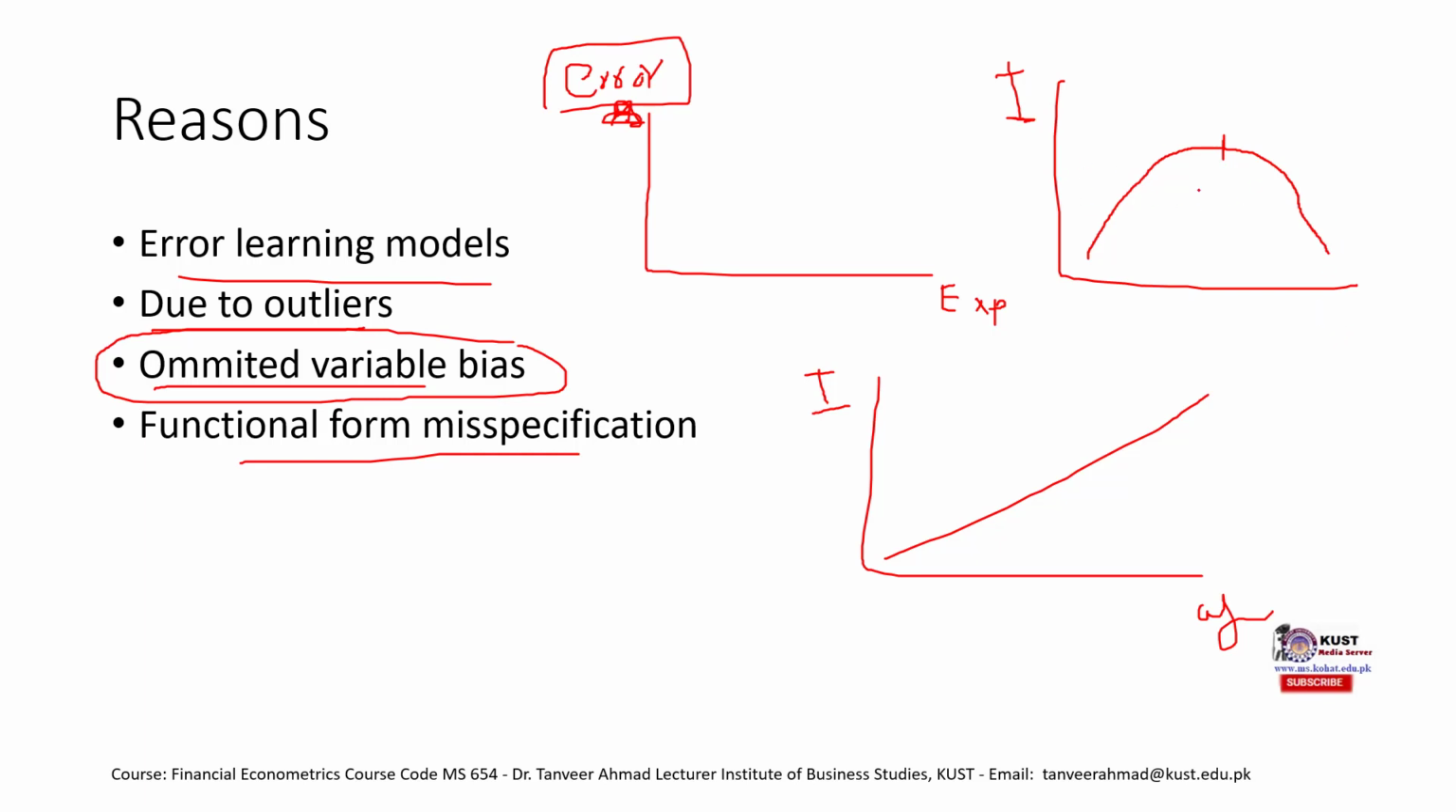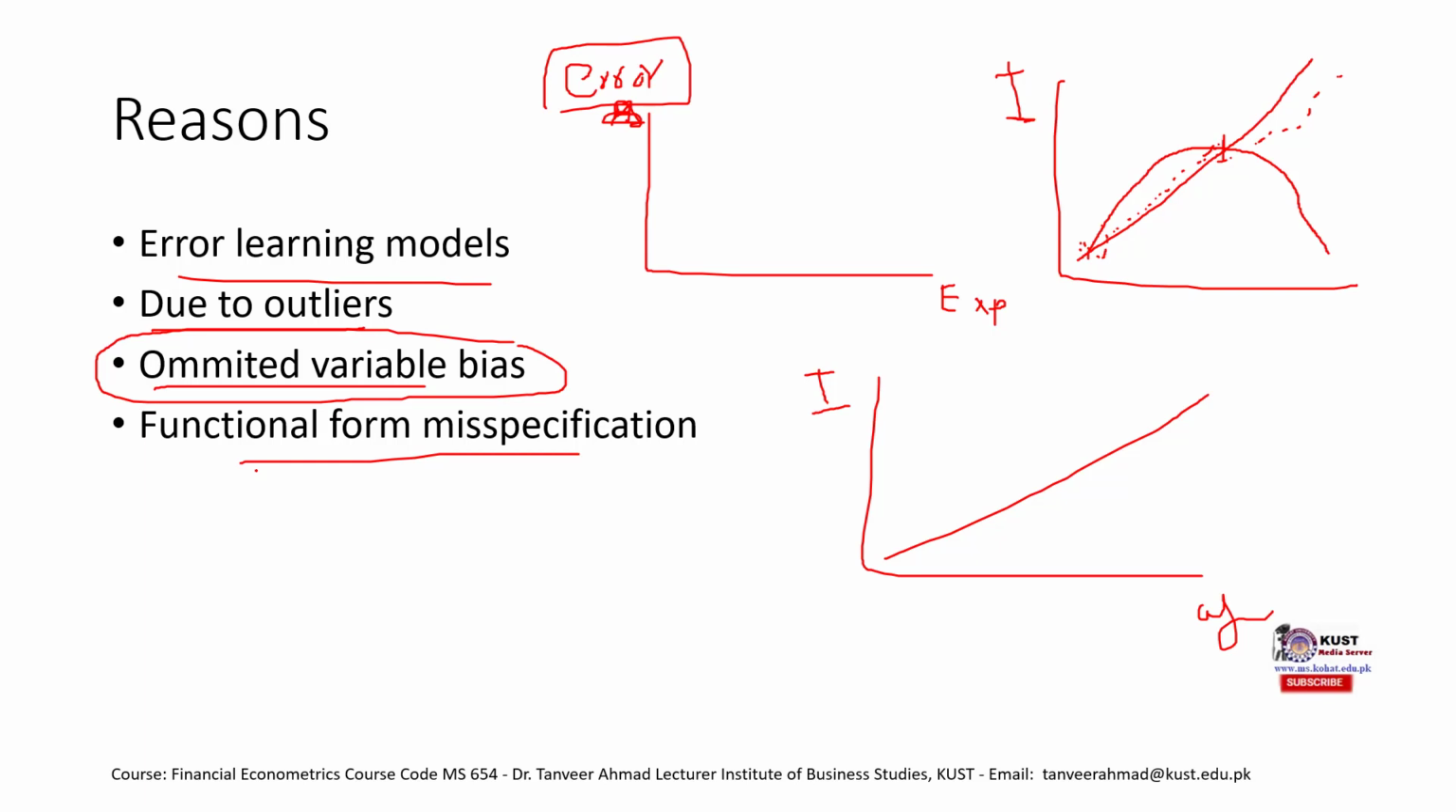Now, if we capture this relationship based on a linear model, then at this point the error would be lower. They would start increasing, then they would decrease at this point, and after this point, they would again start increasing. So you can get an idea that if the functional form is misspecified, then we might also see the issue of heteroskedasticity. So we just need to correct the functional form.